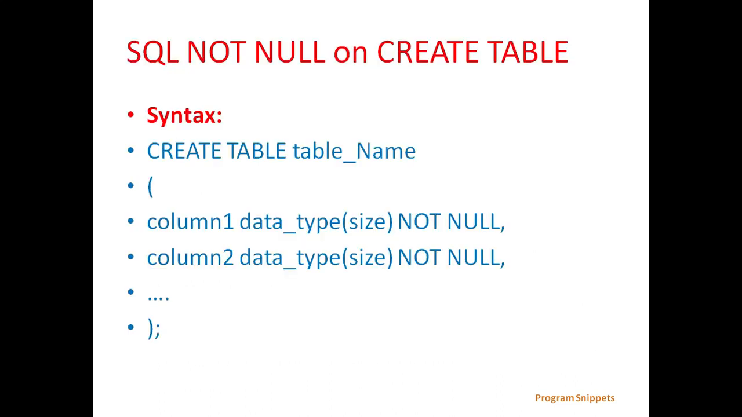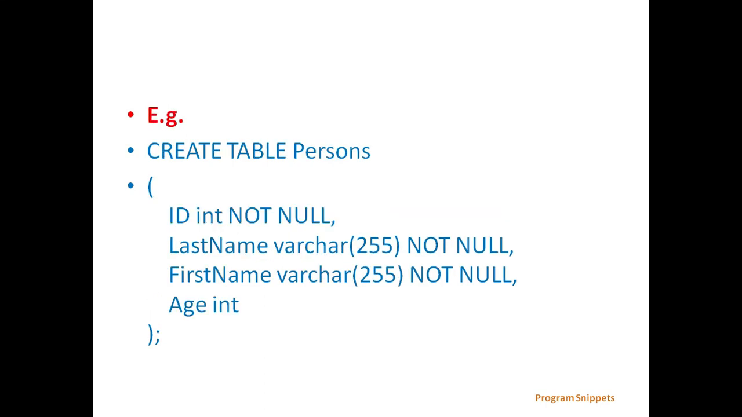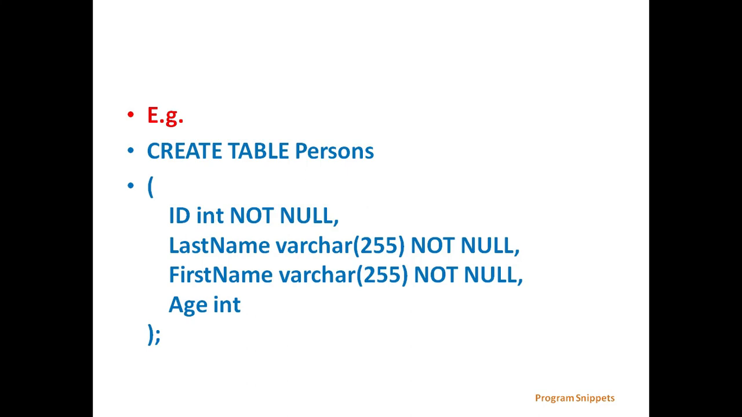The general syntax is CREATE TABLE, table name, and then columns with data types and the constraint NOT NULL. For example, CREATE TABLE person with the fields ID NOT NULL, last name with the NOT NULL constraint, first name with the NOT NULL constraint, and the age field without the NOT NULL constraint. That is, the age field will allow null values.